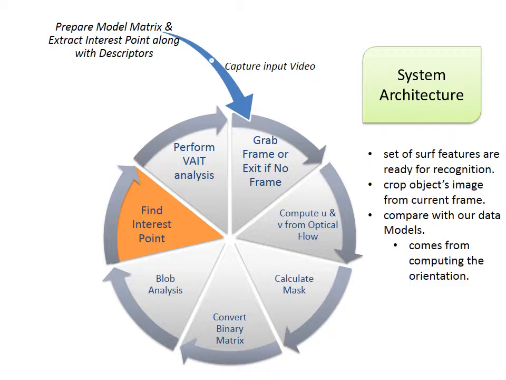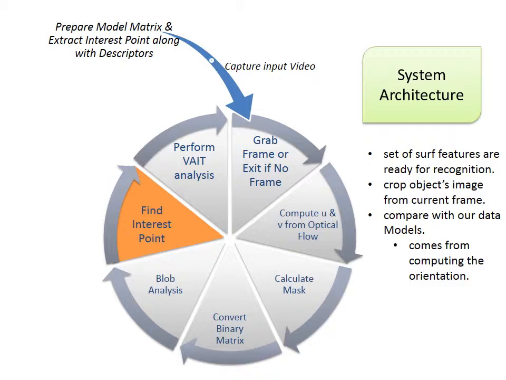Now we have a set of SURF features which are ready for recognition. We take every rectangle from the B box and crop the image from the current frame. This cropped image is an image object. We call this the scene image. Then we calculate the SURF features of the scene image and compare the features with some index of our data models.